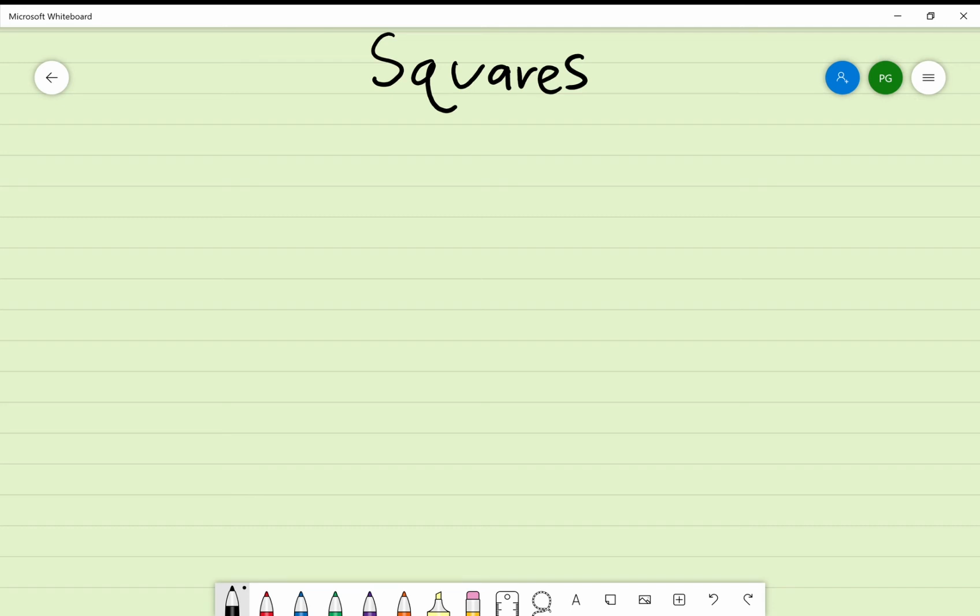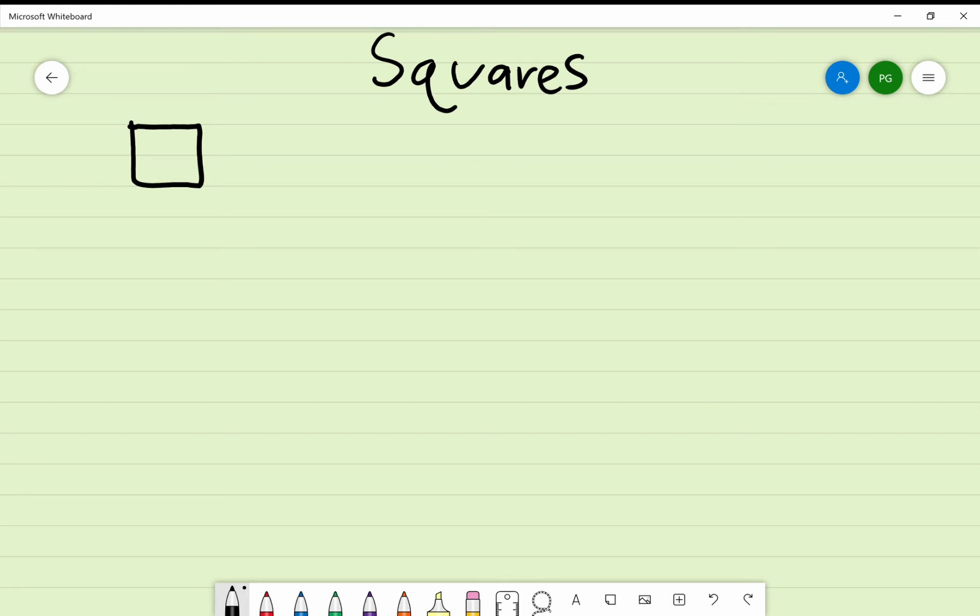Hey guys, so welcome to today's brief and really easy lesson on the perimeter and the area of squares. So first of all, what's a square? A square is basically that shape that I just drew.